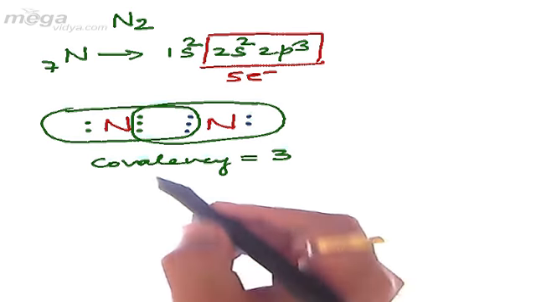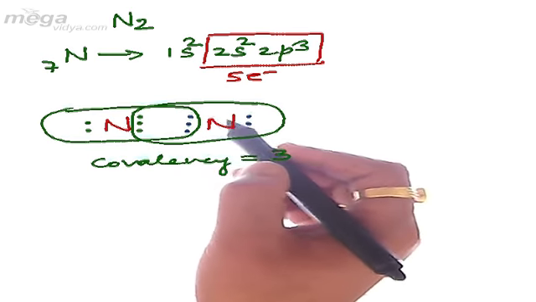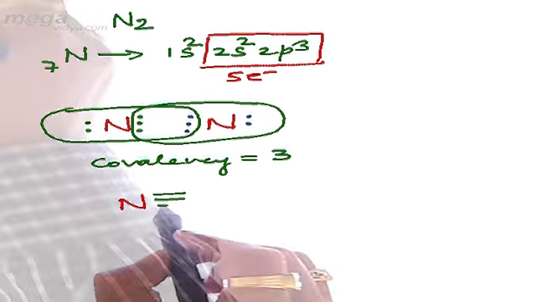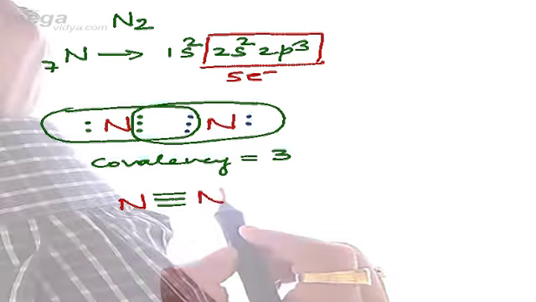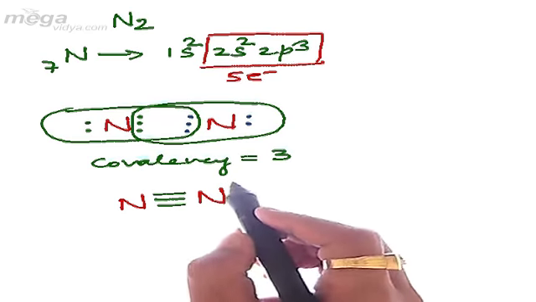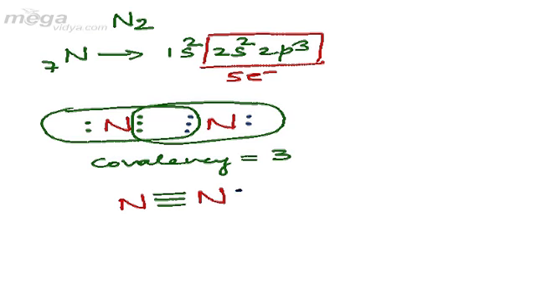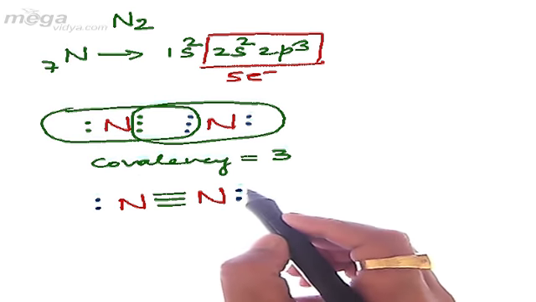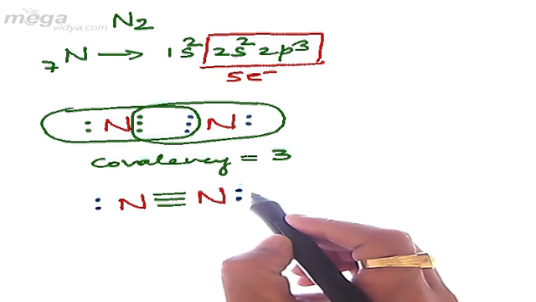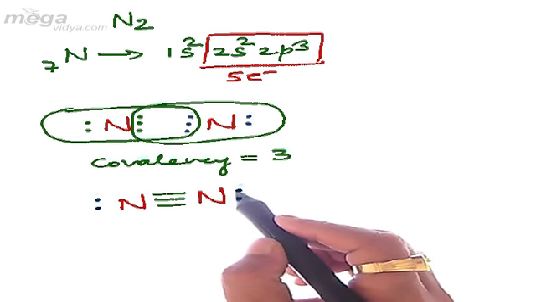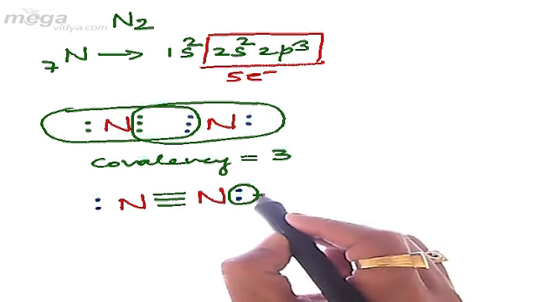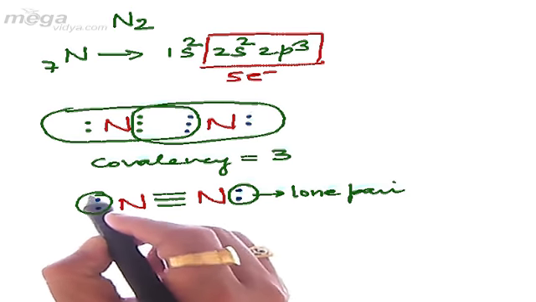Now if we represent the bond between the two nitrogen atoms, it will be nitrogen, then a triple bond, and then again nitrogen. Both the nitrogen atoms have 2 electrons in their valence shell which are not participating in the bonding. As we discussed earlier, whenever a pair of electrons in the valence shell of an atom does not participate in the bonding, we call it a lone pair. This will be a lone pair. Similarly, this will also be a lone pair.